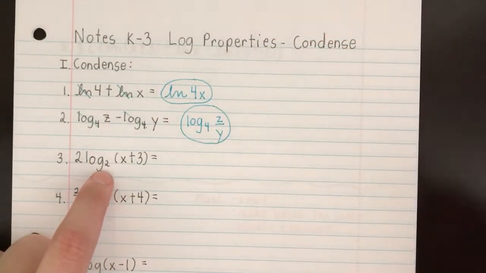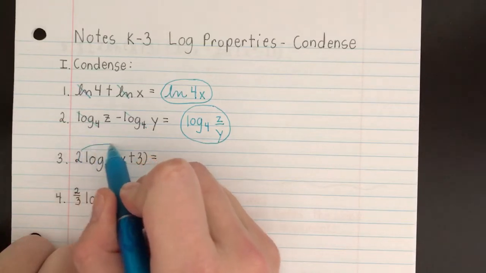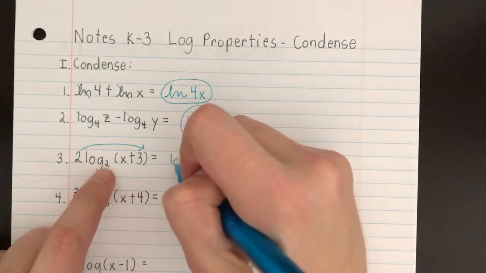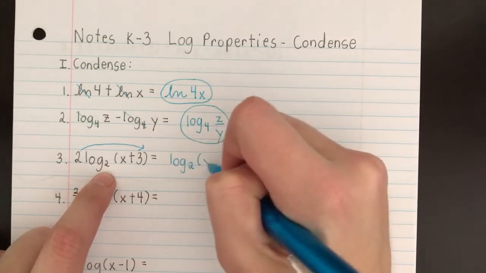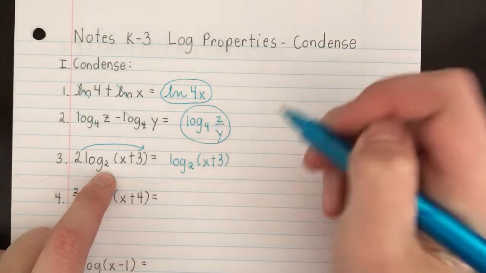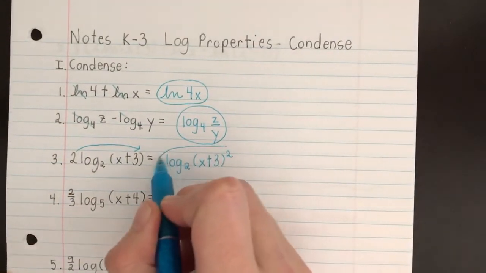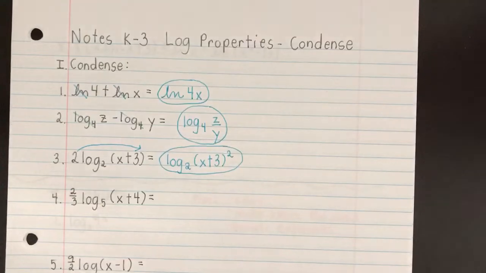Okay, here on this, remember you will go backwards, bring that power back up to the top. And this would be log base 2 of x plus 3, the quantity x plus 3 squared. No reason to FOIL or anything like that. Just leave it as is.